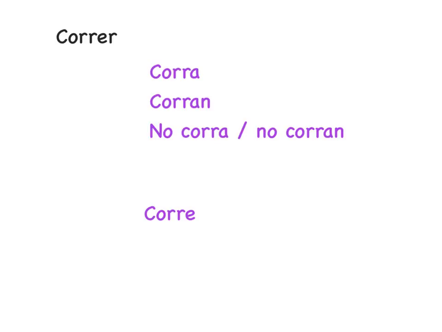Now, if the command is in the negative, so mandato negativo informal, it would be no corras. Why? Because the rule says that you're going to conjugate the verb in the tú form in the subjunctive, okay? In the subjunctive. So here you can see the difference.